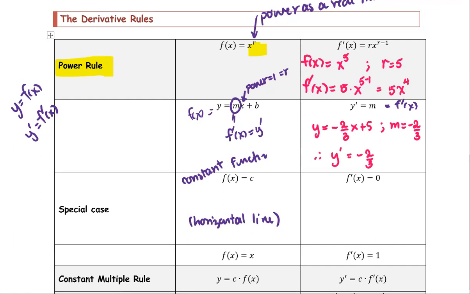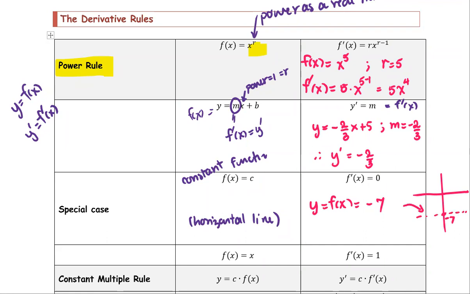For example, I'm putting the example here. You have y or f of x equals negative 7. So you would get a horizontal line. So this is the xy plane, and negative 7 is down here, and you have the line.